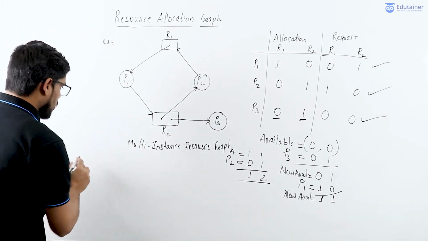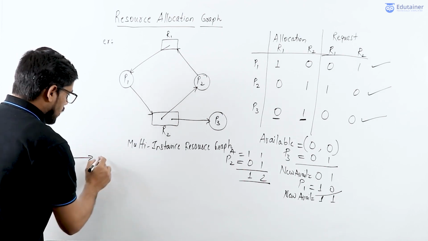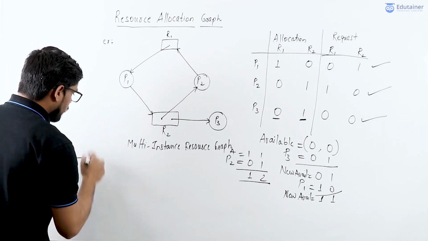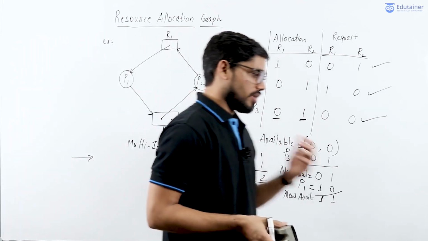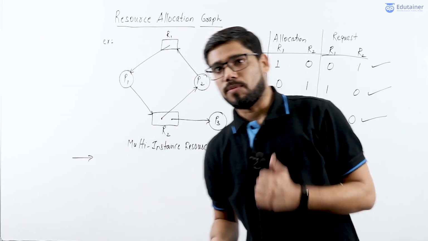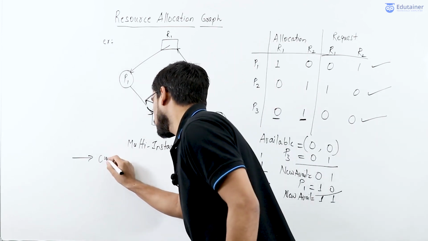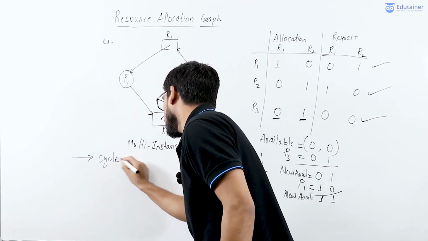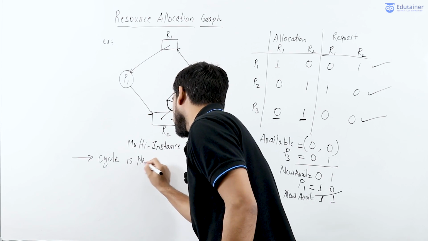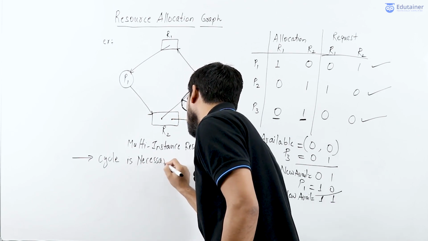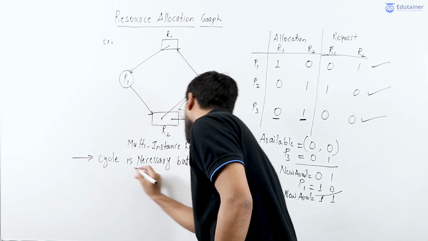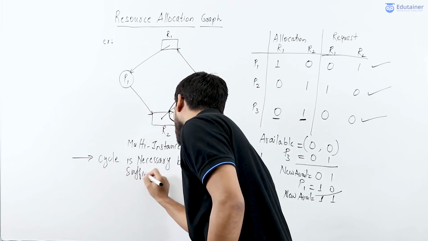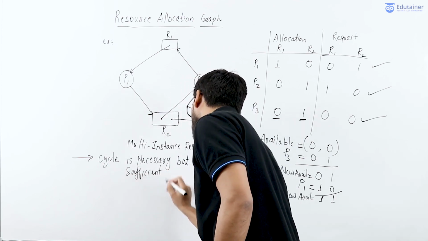So there is one important point here. In a multi-instance resource graph, if there is any cycle present, then we cannot say definitely that it causes a deadlock problem. So here cycle is necessary but not a sufficient condition. Necessary but not sufficient condition for detecting deadlock.